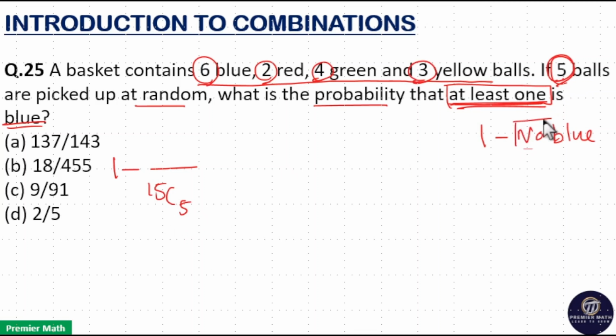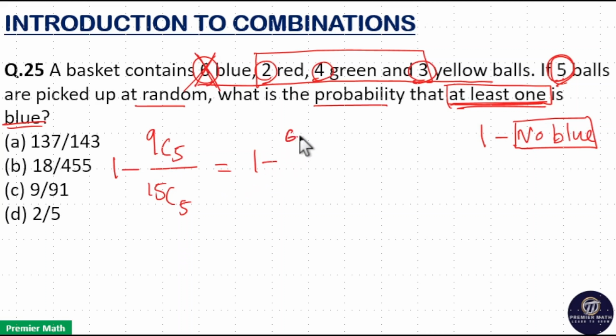Now favorable outcome is getting no blue. That is, when you select 5 balls, you should not get blue balls. So ignore the 6 blue balls. Remaining balls are 9 balls. So out of these 9 balls, you should select 5 balls. Then you will not get blue balls. Here 1 minus 9C5, which means 5 factorial cancel, remaining is 6, 7, 8, 9 divided by 4 factorial, divided by 15C5, which means 10 cancel, 11, 12, 13, 14, 15 divided by 5 factorial.